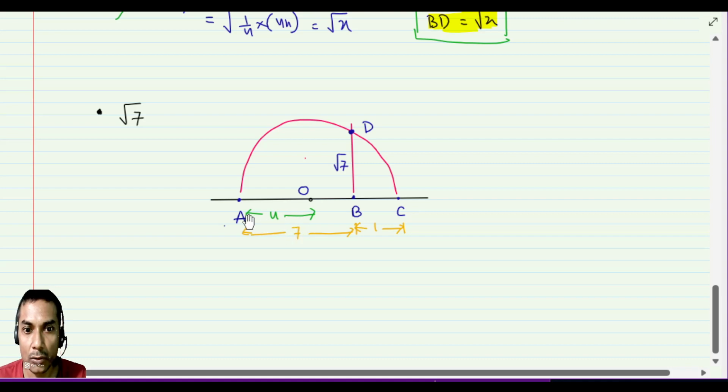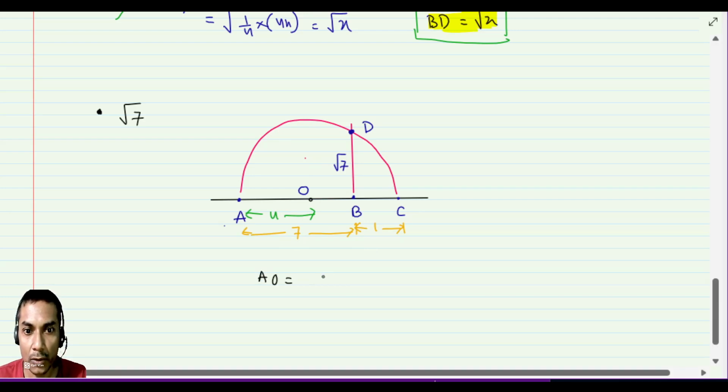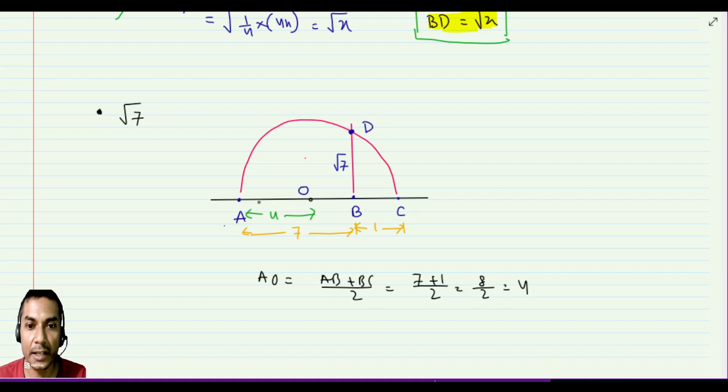So AO is 7 plus 1. AO is AB plus BC divided by 2, that is 7 plus 1 by 2, that is 8 by 2, equal to 4. This is the radius of this half circle. So root 7. Now how can you get this on the number line?